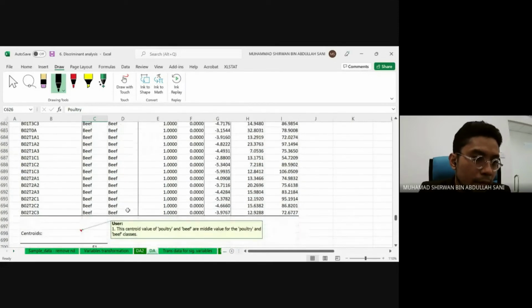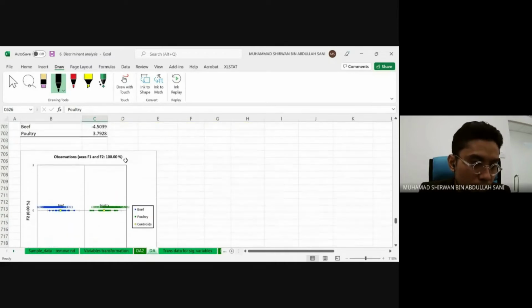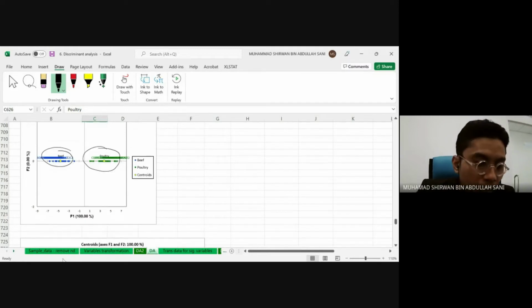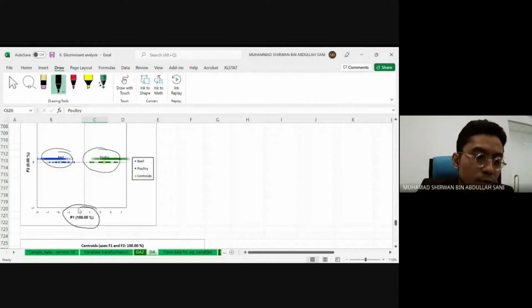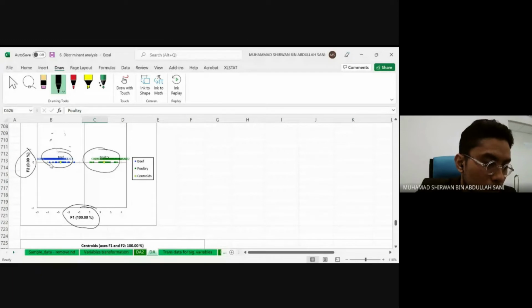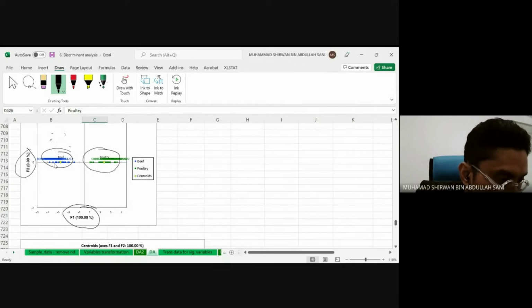So from here they make a compilation into this table lah nanti, and then this is also centroid. So you can see this one. This is a poultry group, and then this is beef group. Why it all falls onto the same line of F1? Because only F1 contributes to the discrimination. F2 tak contribute langsung. So that's why we don't see any taburan lah. That's why all the sausage samples fall onto the line of F1.